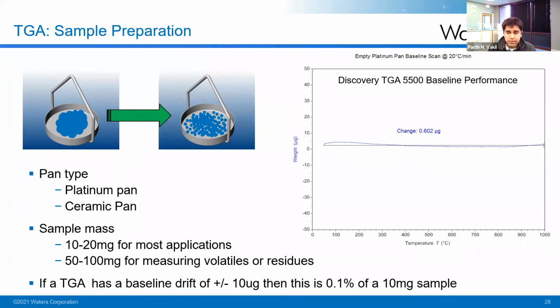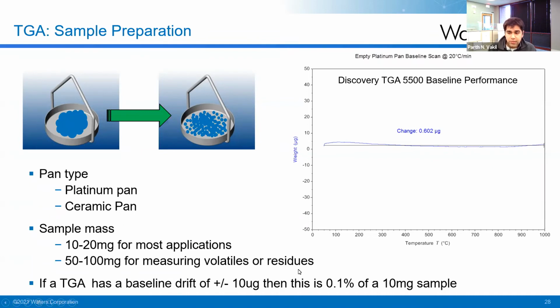And with an instrument like the TGA 5500, we're talking about a baseline drift of less than 10 micrograms. What that means is when you heat up the sample from room temperature to 1,000 degrees, the empty pan does not show you a big change in mass. So if you have a sample with a residue of very few percentages, as long as you tune the sample mass to the right amount, you will make sure that you are getting an accurate value for the residues.